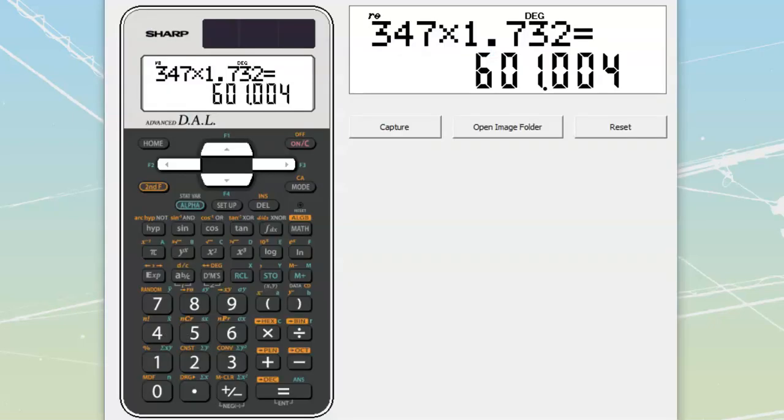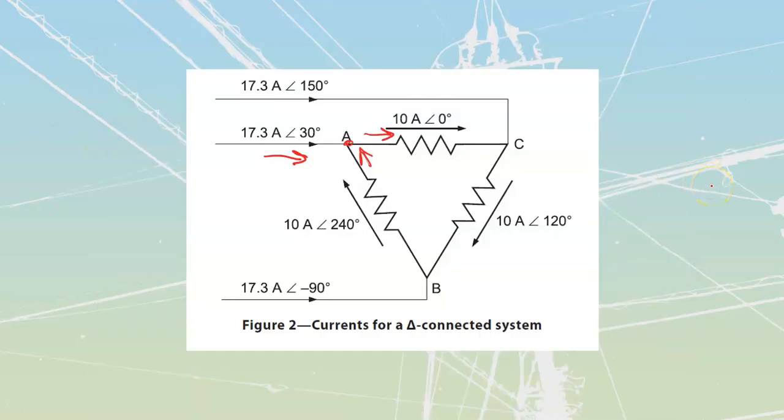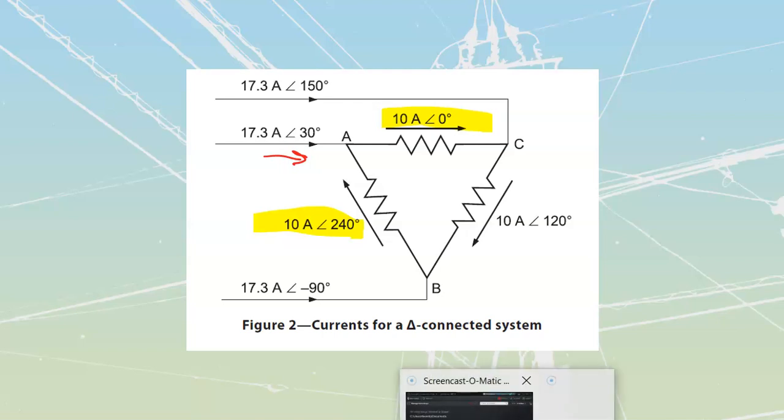We're going to go back to that sharp that we had over here. Before we do that, let's just grab these values over here. The values that we're taking a look at are going to be these two: 10 amps at angle 0 and 10 amps at angle 240 over here. Both of these are going into this node, and so we're going to be able to pull both of them out to figure out what we have for our line off of this one.